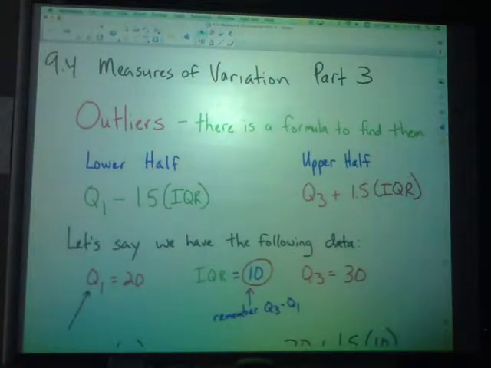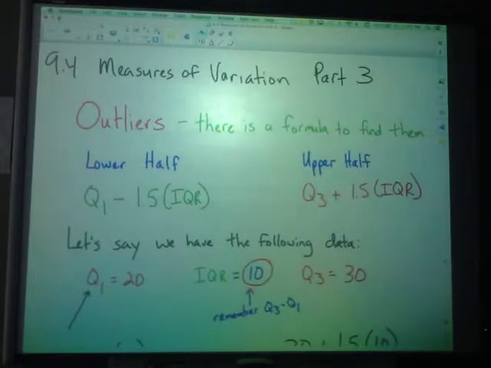Take a look on the right here. I have my upper half. How do I determine if there's a number that's too high in my data set? Then I take my third quartile, Q3, and I'm going to add 1.5 times what my interquartile range is. Now remember, when we're doing our order of operations, we want to do the 1 5/10 times the IQR first in both cases here. Okay?